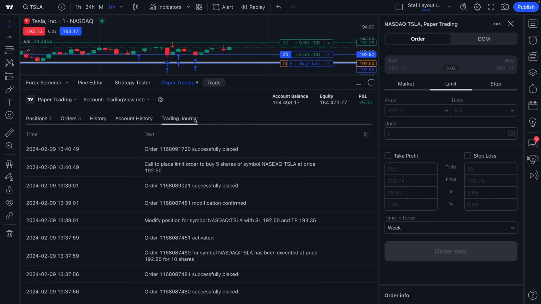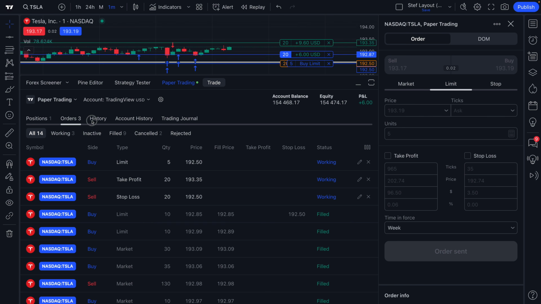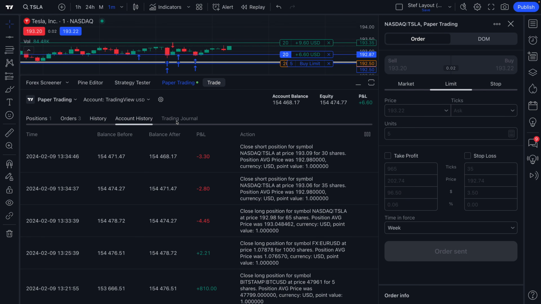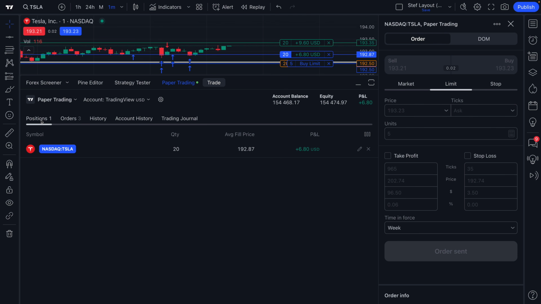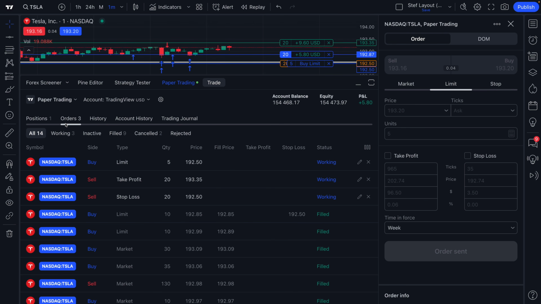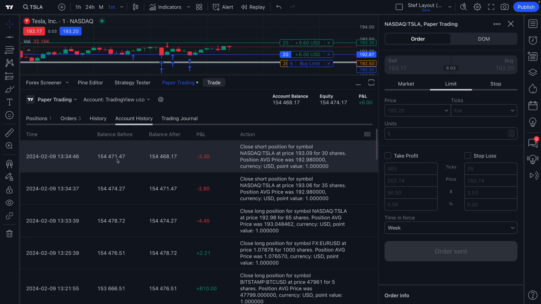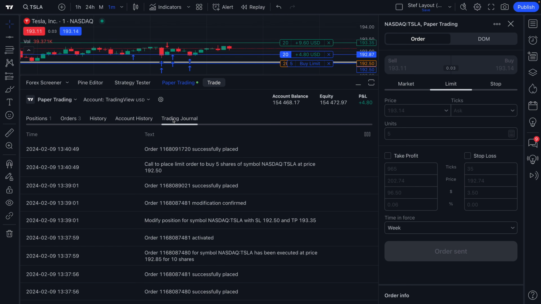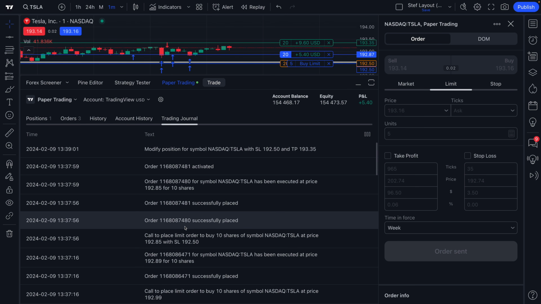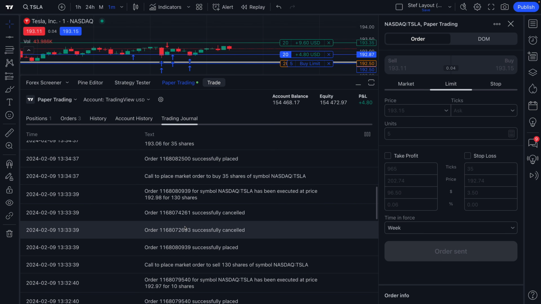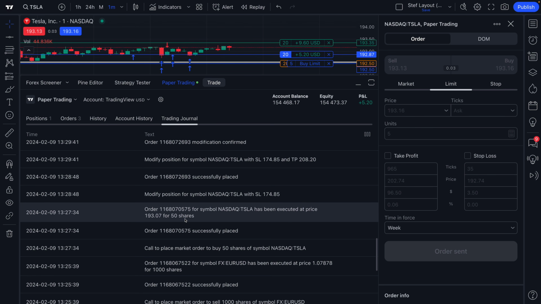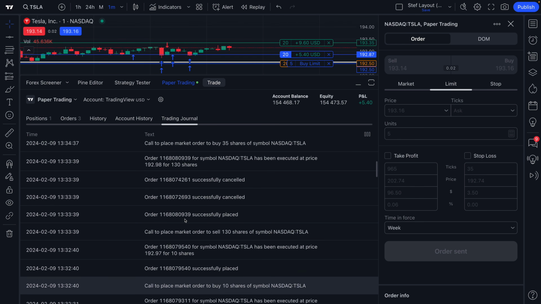And lastly, we'll talk about the trading journal. The trading journal is an especially detailed look at your orders. So one common theme you'll notice about all of this data that you can gather about your paper trading journey is that most of them feed into the positions that you have on, the orders that have been executed, the history throughout your account's history and its balance before and after. The trading journal is a way for you to actually look into the orders that were successfully placed, canceled, modified, confirmed. All of that good stuff is right here.